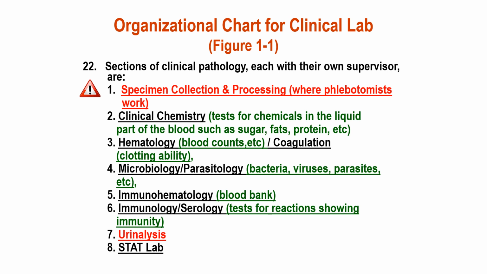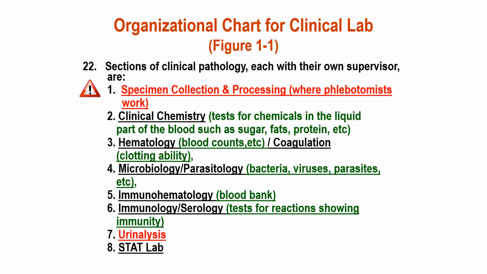There's the hematology part of the lab. This is where they do blood counts. This is where they do the CBCs. They count your red cells, your white cells, and your platelets, right? Also in the hematology part of the lab is the coagulation department. This is where they test the clotting ability of your blood.